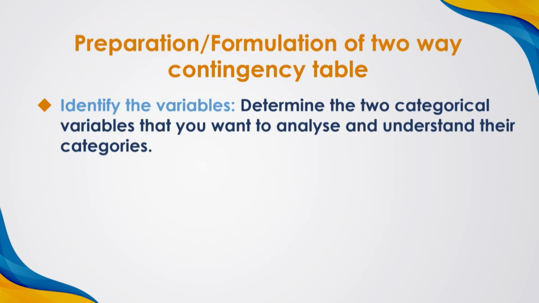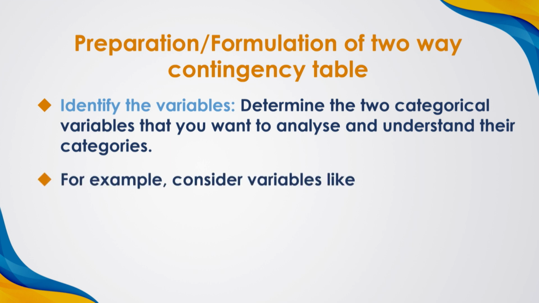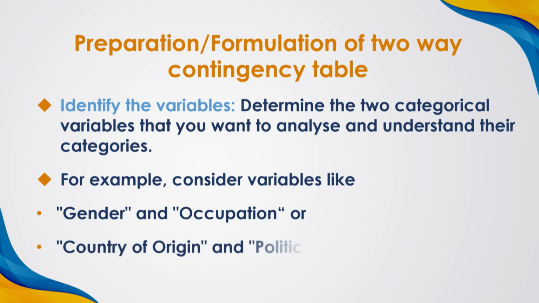Let us see the stepwise procedure. Number 1, we will identify the variables, that is, determine the two categorical variables that you want to analyze and understand their categories. For example, you can see some variables here: gender and occupation, or country of origin and political party affiliation. In gender you will go with male and female, two different options. In occupation you can go with many options. Similarly, for country of origin and political party affiliation, you can frame a table.